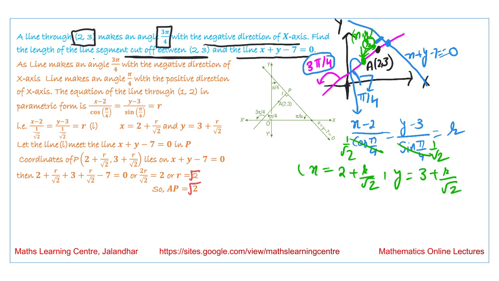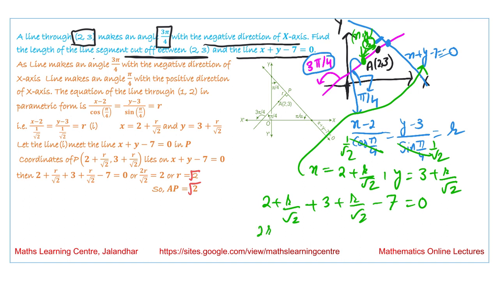Now this point should lie on this line. So we get 2 plus r by root 2 plus 3 plus r by root 2 minus 7 is equal to 0. This implies 2r by root 2 is equal to, when you solve, 2. So the value of r is square root 2. So this length AP is equal to square root 2.